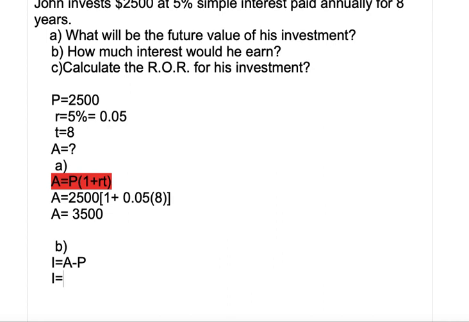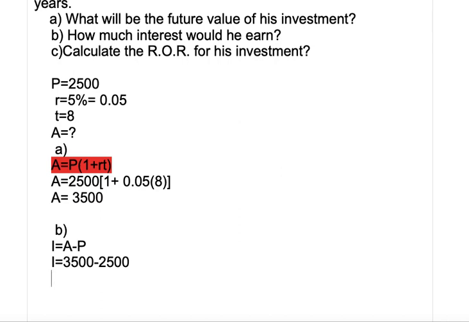And now we can say A, that is 3,500, minus our P value is here, $2,500. And you can use your calculator and it gives you 1,000. So now easily you could find the interest he would earn.